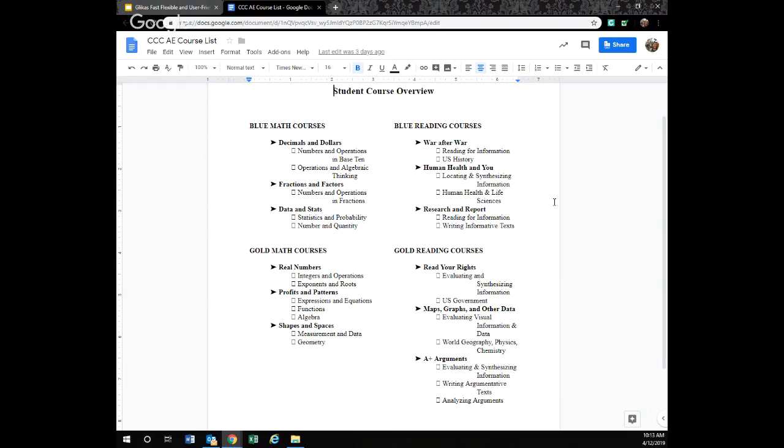For the gold reading courses, we have Read Your Rights, where we talk more about evaluating and synthesizing reading, so beginning to read critically. They also are exposed to U.S. government concepts at that time. Then they move into maps, graphs, and other data. That's our graphic literacy course.